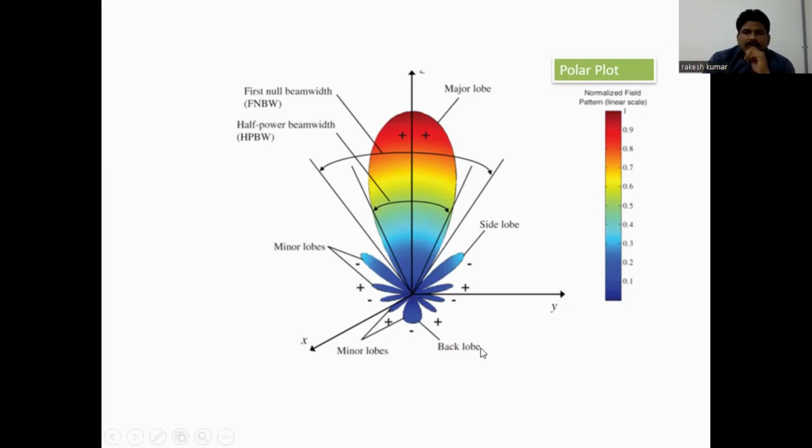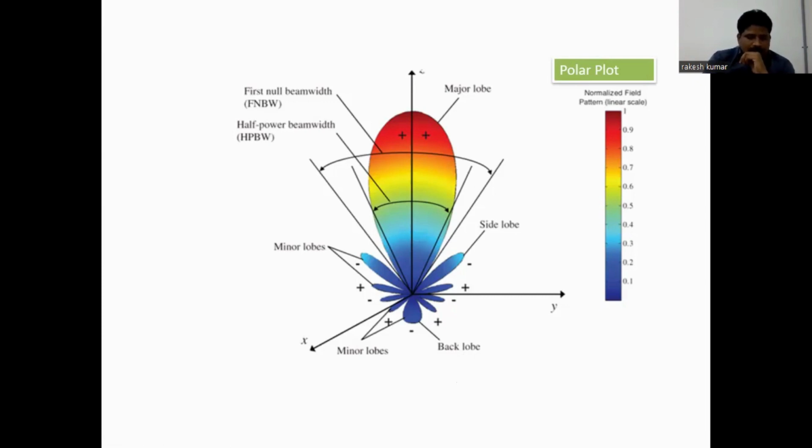So in any radiation pattern, the different lobes present are the major lobe and all remaining lobes, which we call minor lobes, and these include side lobes and back lobes.